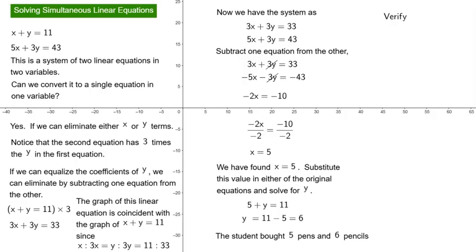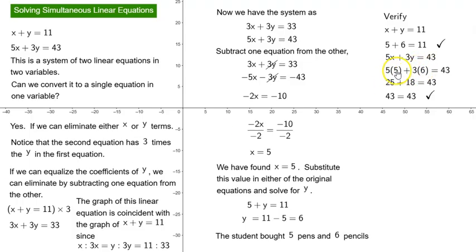Again, verification is very, very important. So x plus y equal to 11. 5 plus 6 equal to 11. So the solution satisfies the first equation. Now what about the second equation? Substituting the values of x and y, we get 5 times 5 plus 3 times 6 equal to 43, which is 43 equal to 43. So the answer is verified.